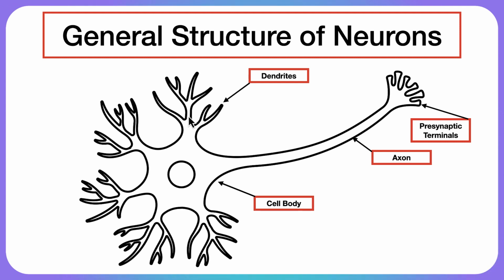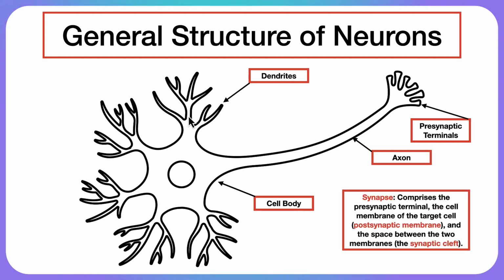So this then brings us into something called the synapse, which is another important definition. So a synapse is going to comprise the presynaptic terminal, the cell membrane of the target cell, which is also called the postsynaptic membrane, and the space between the two membranes, which is called the synaptic cleft. And we already have a bunch of videos on the synapse in our playlist labeled Synaptic Transmission under the Neurophysiology section of this channel. So if you want to learn more about synaptic transmission and synapses, you can check that out in that playlist on my channel.